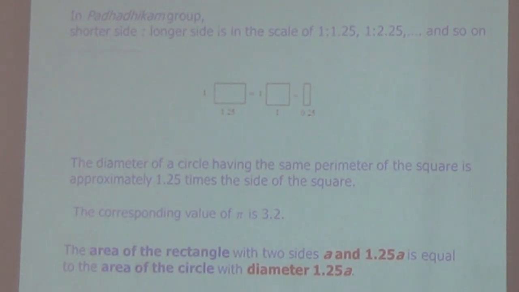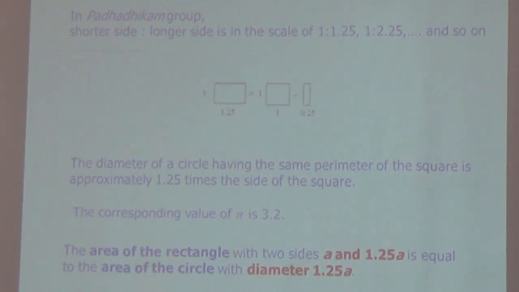So if you consider a square and construct a circle having the same perimeter, then its diameter is approximately equal to 1.25 times the side of the square. From this expression, if we calculate the value of pi, the value of pi is approximately 3.2. So the area of the rectangle with two sides A and 1.25 times A, that is in the ratio 1:1.25, is equal to the area of the circle with the diameter 1.25 times A.